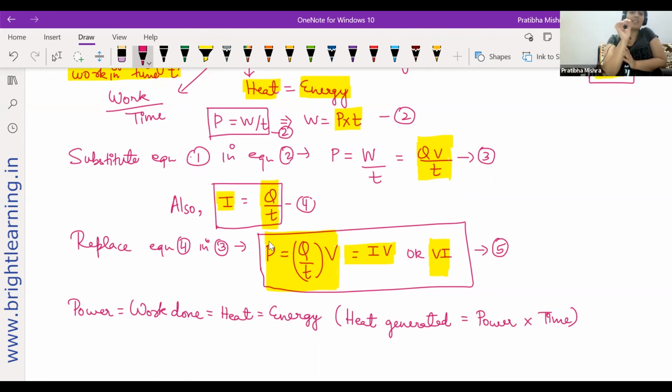It's just time is a factor here. That's all. So I'm just highlighting all of them here. Okay. So yes, equation 5 we have.